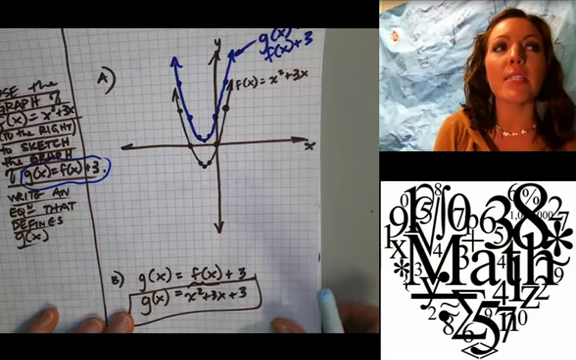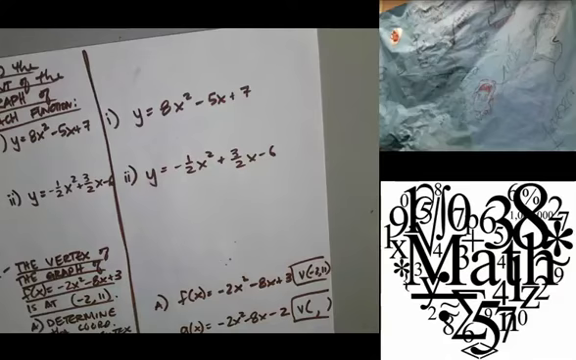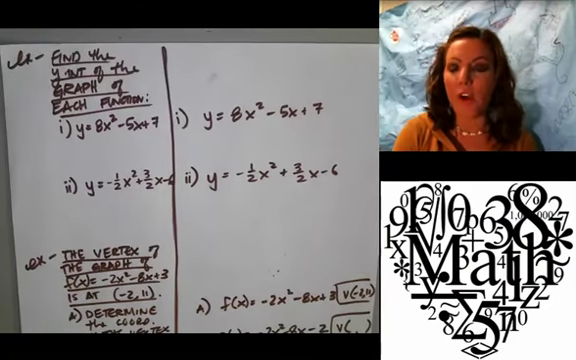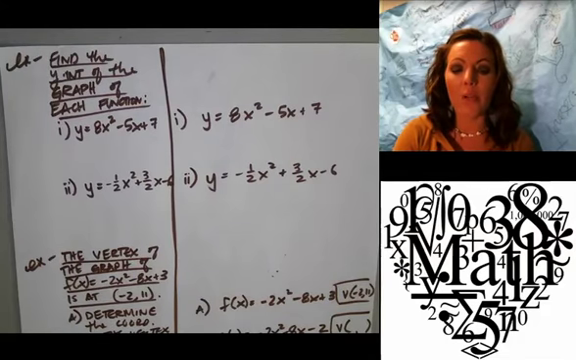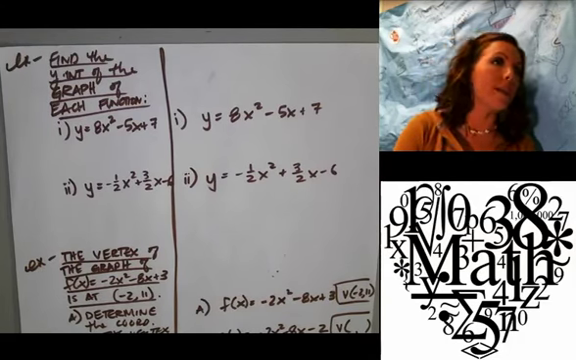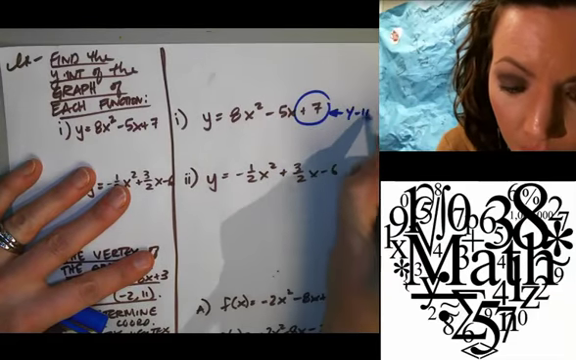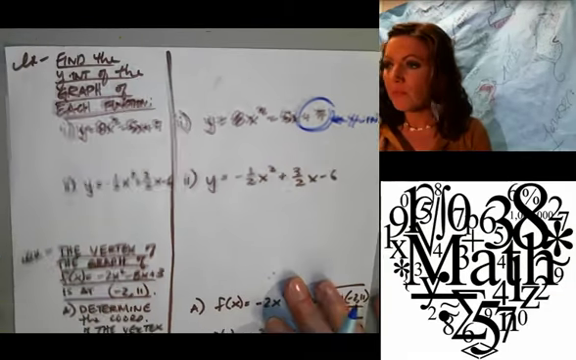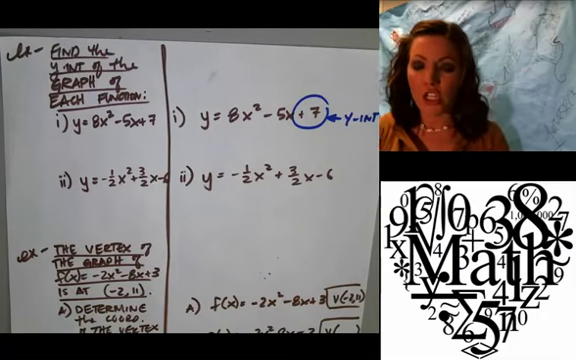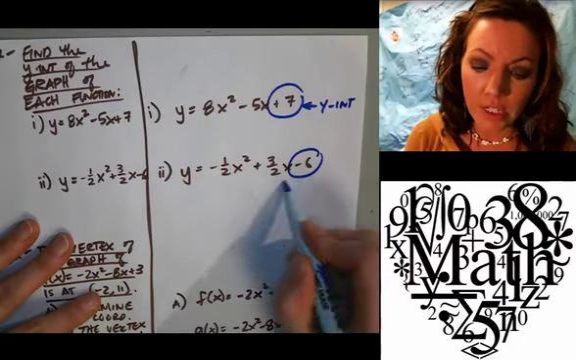Next, keep in mind that c is also the y-intercept. Find the y-intercept of the graph of each function. So this first one, y equals 8x squared minus 5x plus 7. What is the y-intercept here? 7. Do not overcomplicate. Questions? Second one, what's the y-intercept? Yeah. Okay, Akashni? -6, good.